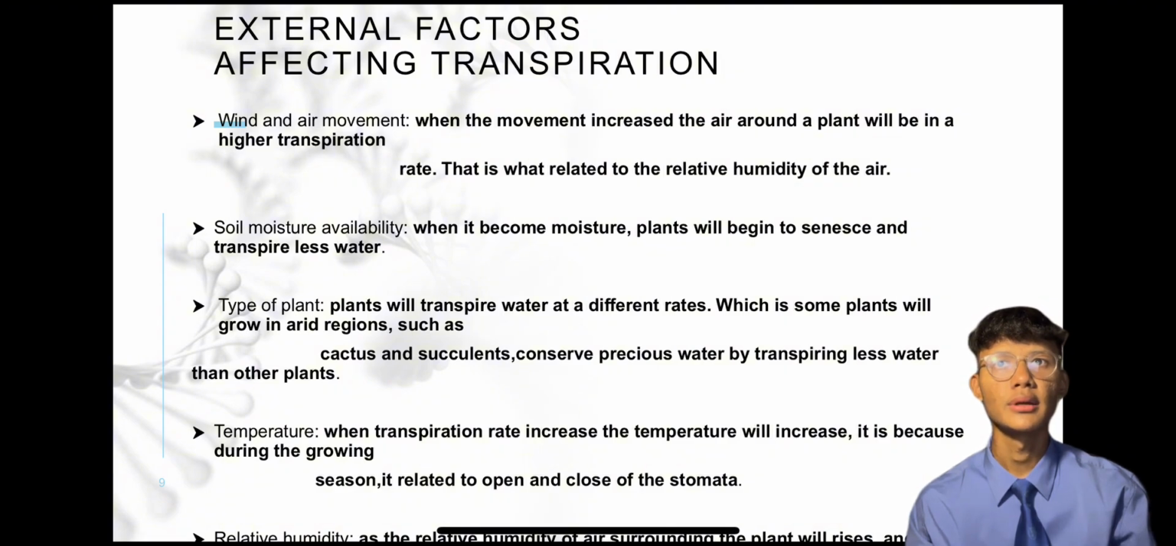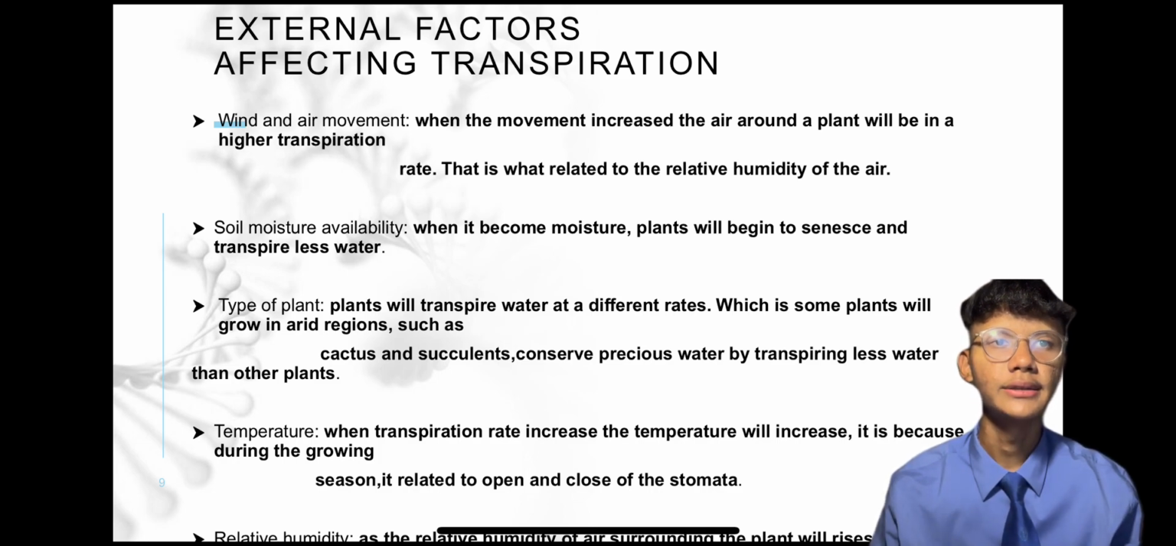Type of plant. Plants will transpire water at different rates, because some plants grow in arid regions, such as cactus and succulents, and conserve water by transpiring less water than other plants. Third is temperature. When the temperature increases, the transpiration rate will increase. It is because during the growing season, it is related to the opening and closing of the stomata.